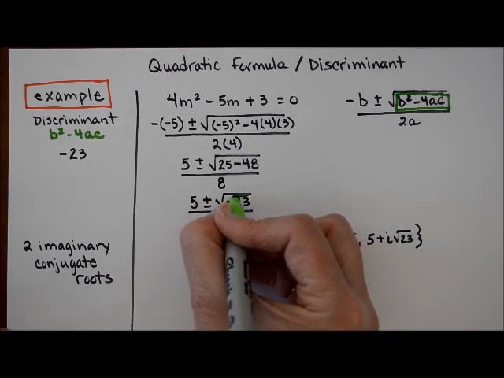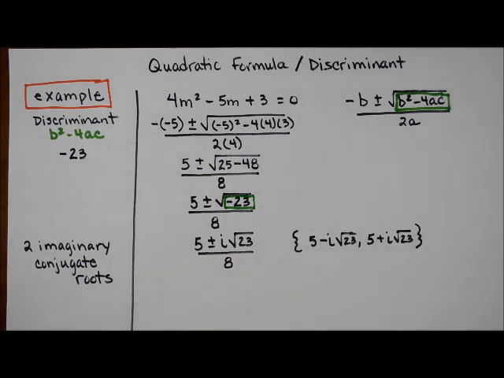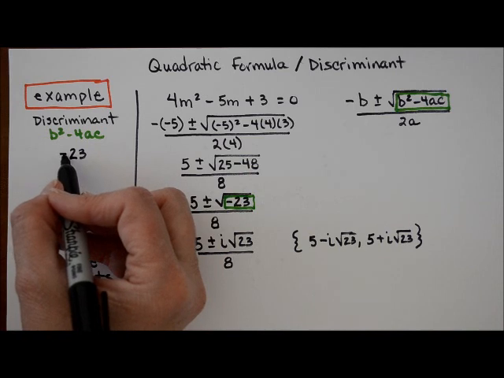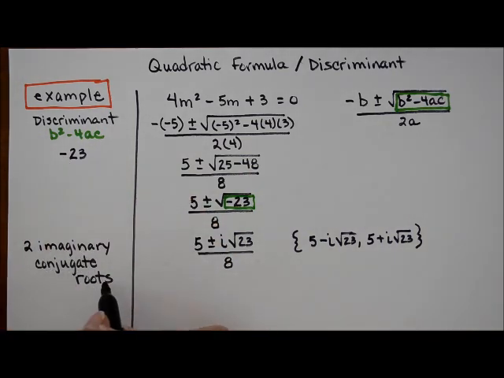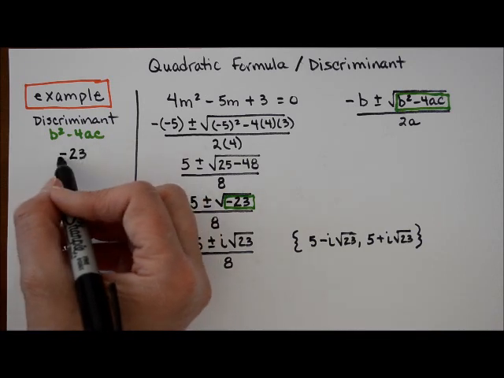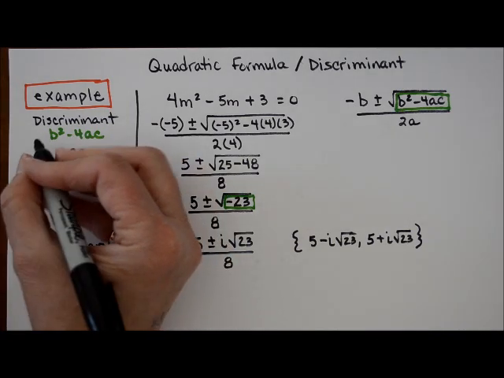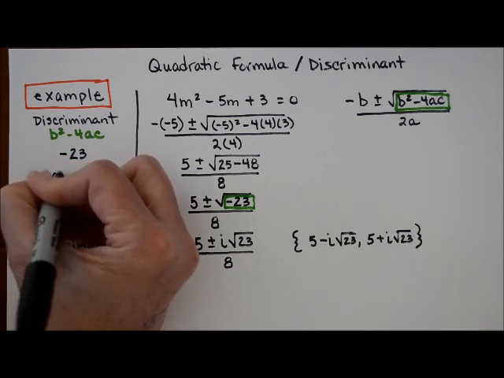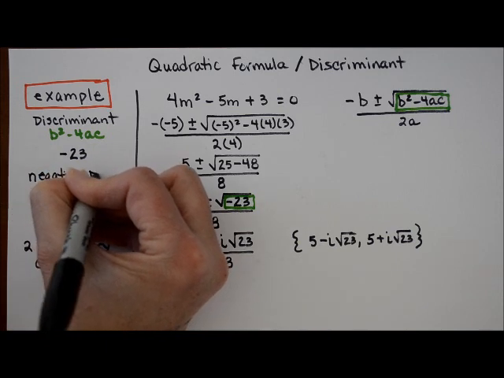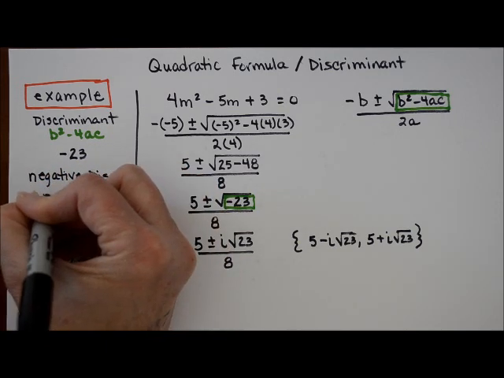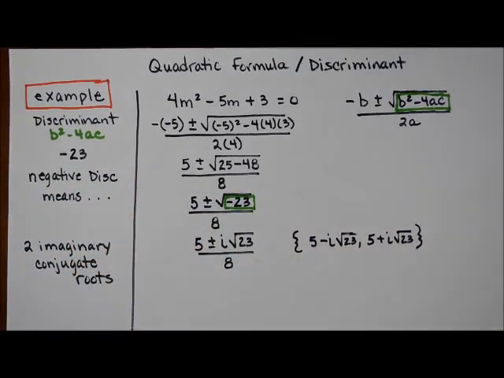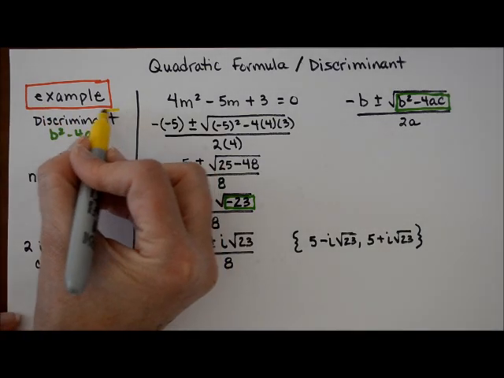Well, here's my discriminant. They're going to ask you about the nature of the roots. What is the nature of the roots? Well, the nature of the roots is if I have a negative, I'm going to have two imaginary conjugate roots. So if you find the discriminant, you have a negative 23, a negative discriminant, that means two imaginary conjugate roots. Alright? So if it's negative, that's what you get.